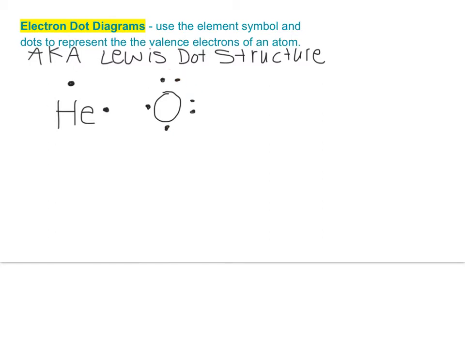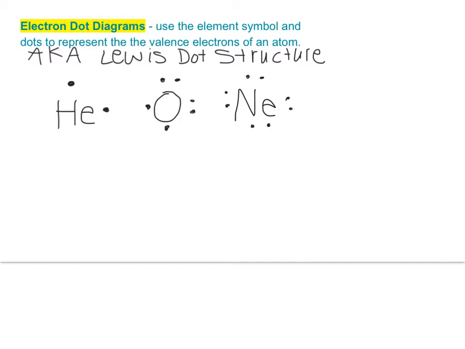The next one that we'll do is neon. Please find neon on your periodic table. Neon has the symbol Ne, and since it's in the 8th group, we know it's going to have all 8 of these dots filled up. So notice that when it's full, we have 2 dots on all 4 sides of the letters. So there's neon. The last one that we're going to do is aluminum.